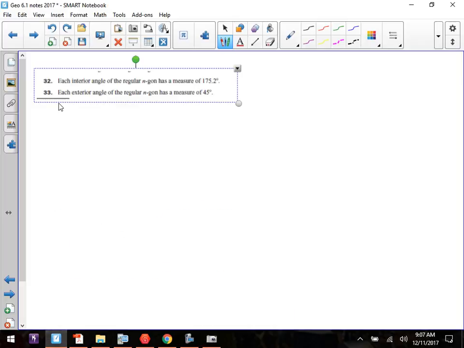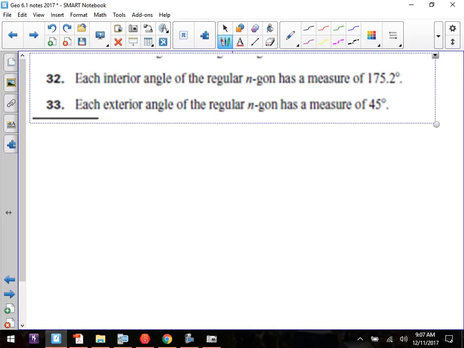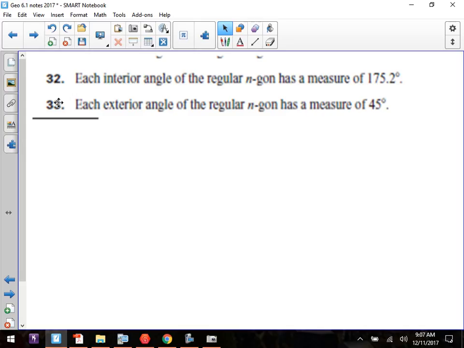I want you guys to try these two. There's an interior angle, and then there's an exterior angle. Take a second to figure out how many sides there are.